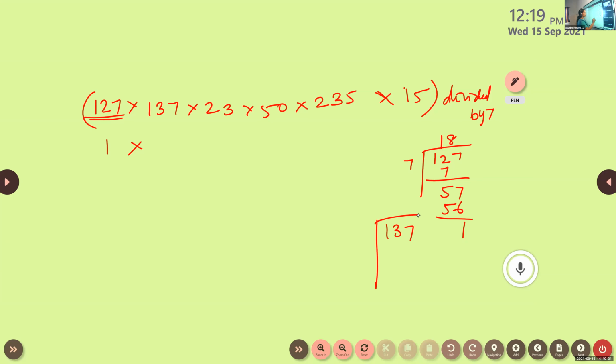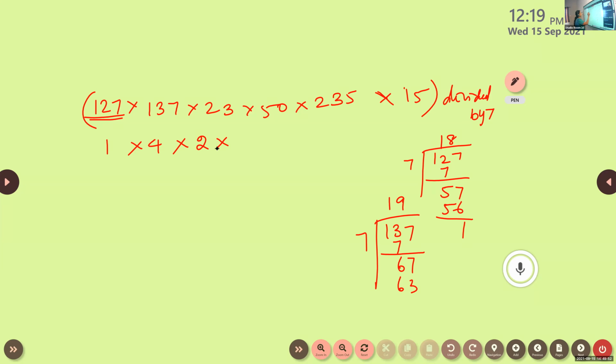137, you divide it by 7. 7 ones are 7, 67. 7 9s are 63. So the balance will be 4. Into. Again 7. 7 3s are 21. Remainder will be 2. Am I correct? Are you able to do this?